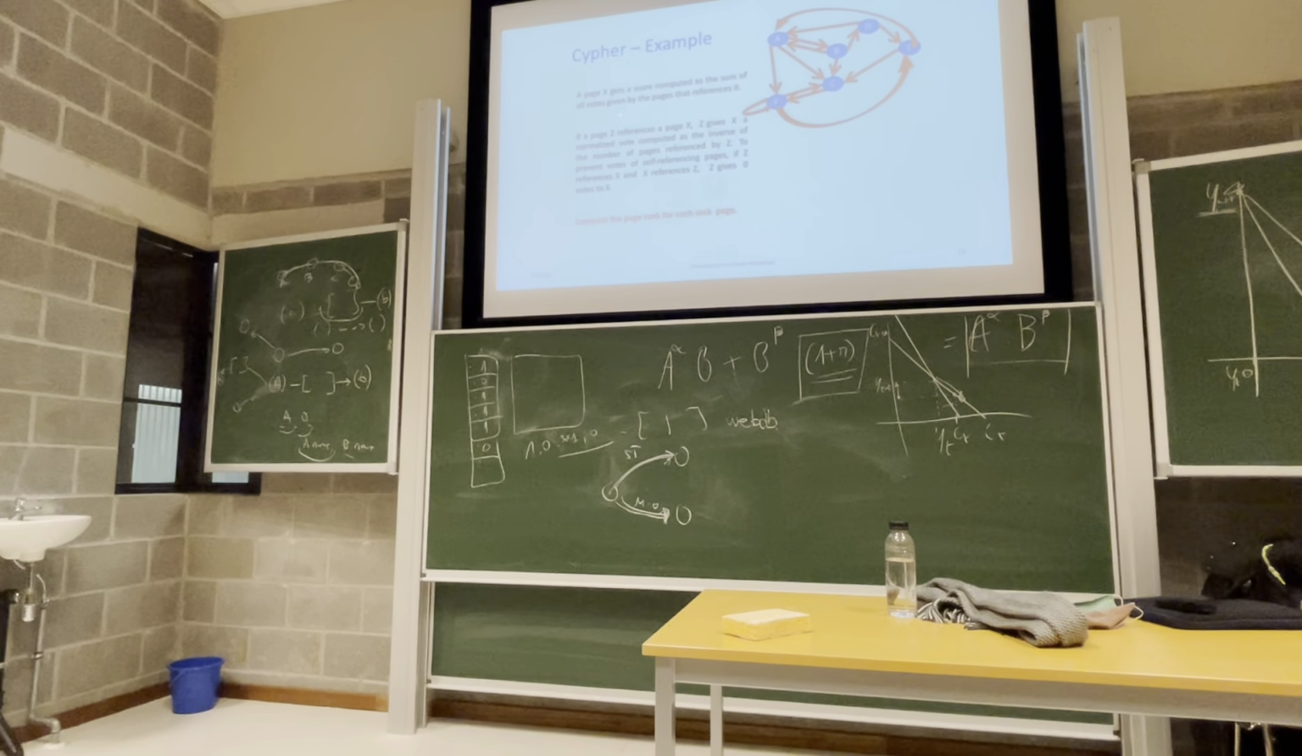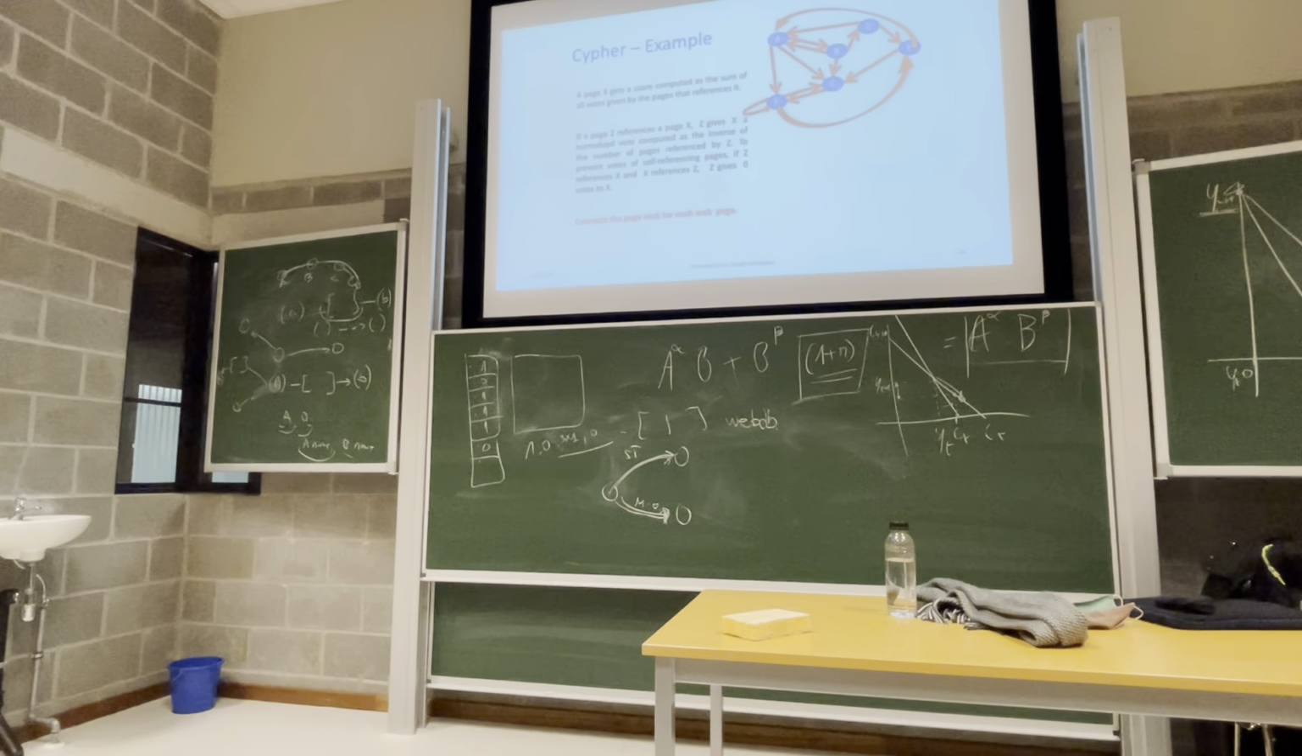and the problem is the following. A page X gets a score computed as the sum of all the votes given by the pages that reference it. So, a page A, for example, has a score that is given by the sum of the votes given by E, by D, and by B. Right? If a page C references a page X, C will give to X a normalized vote computed as the inverse of the number of pages referenced by C. So, if one page references three other ones, it gives one third to each one.